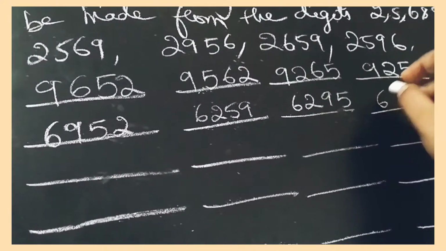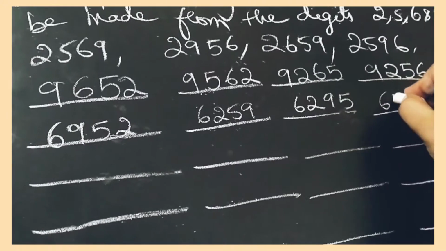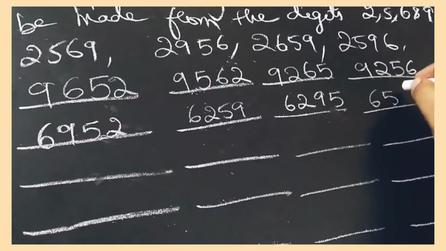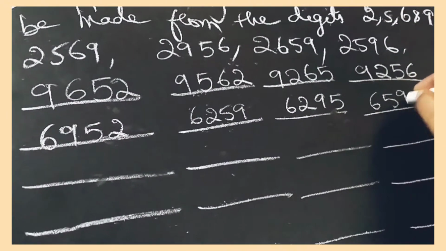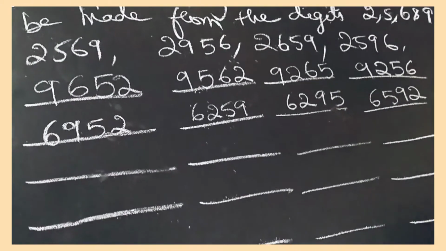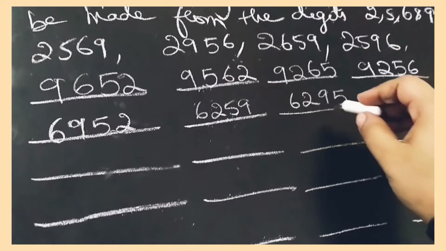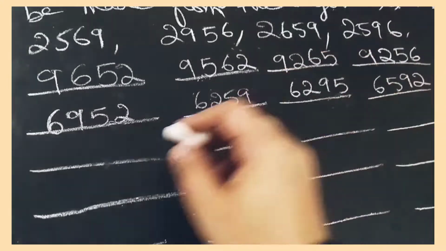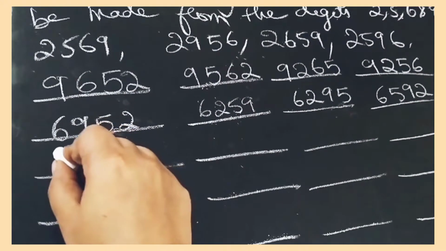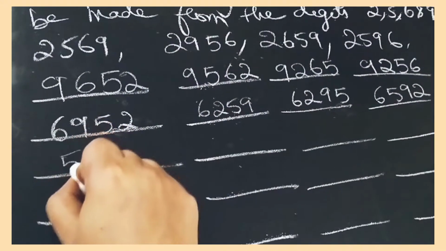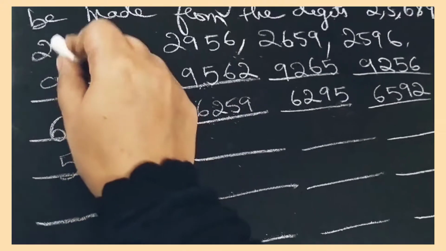6 5 9 2. Then 6 5 9 2. Now we'll start with 5. 5 6 9 2.